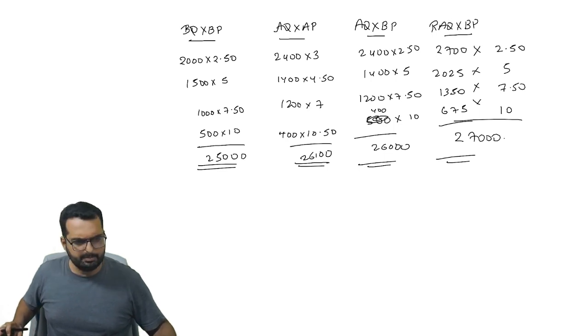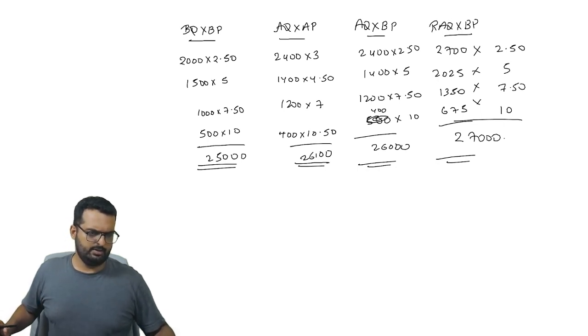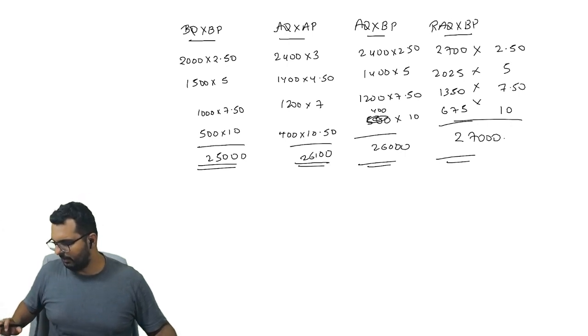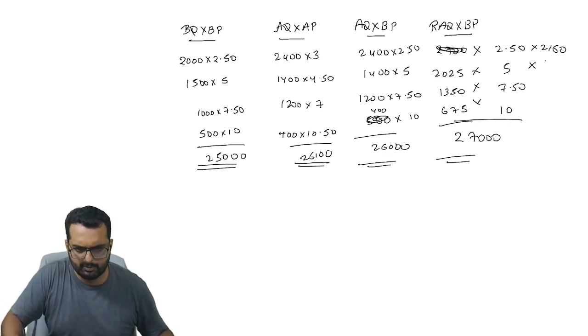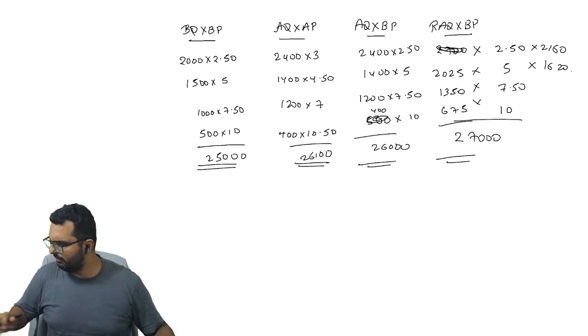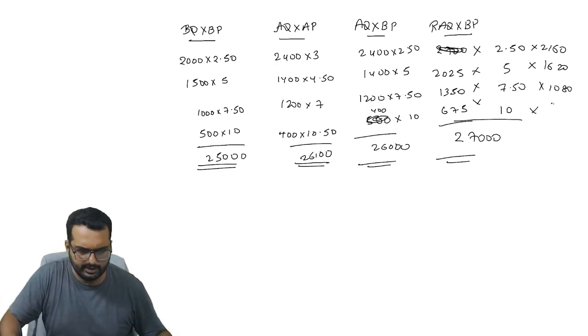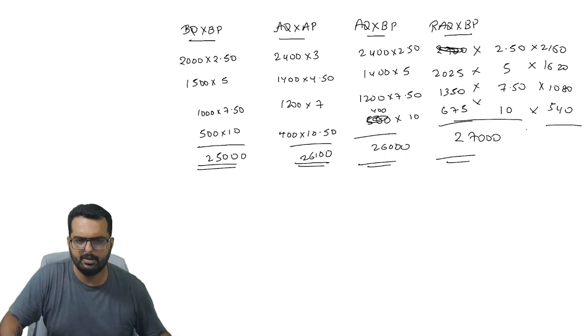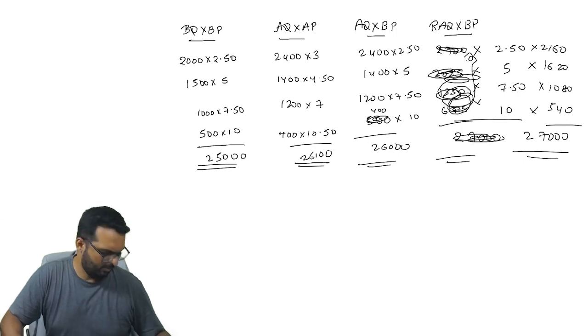Plus 1400 plus 1200 plus 400. 5400 divided by 20, 15, 10, 5. 35, 45, 50. Okay. Sorry. This divided by 20. So that will be 2160. Is that correct? And 15 will be 1620. And 10 will be 1080. And 5 will be 540. Is this correct by any chance, friends? Right? Alright, so do you get the total as 27,000? Strike this. This is all wrong.